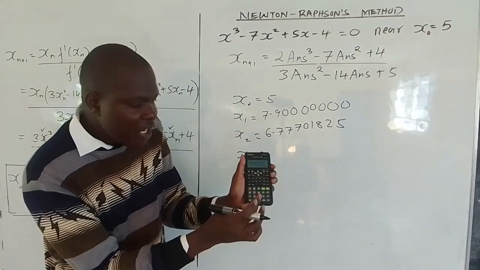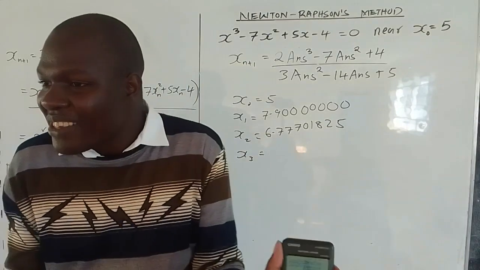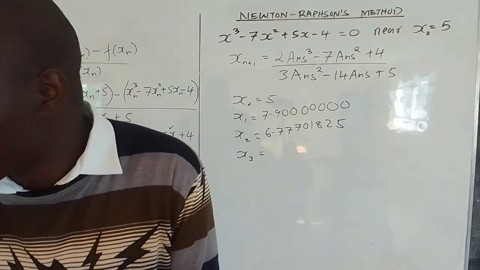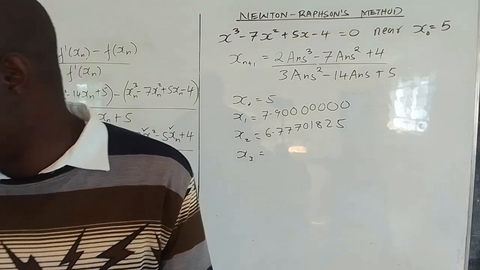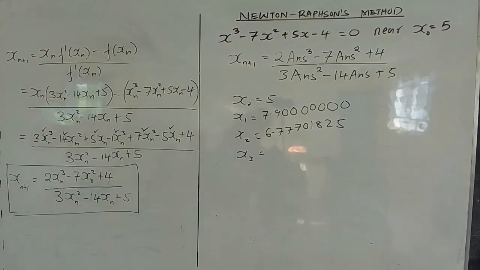6.7701825. Press equal sign again. It is the equal sign you are now pressing to get the next values, because you've already found the x1. What have you found with the next one? If you press yes, and you ask, what have you found?